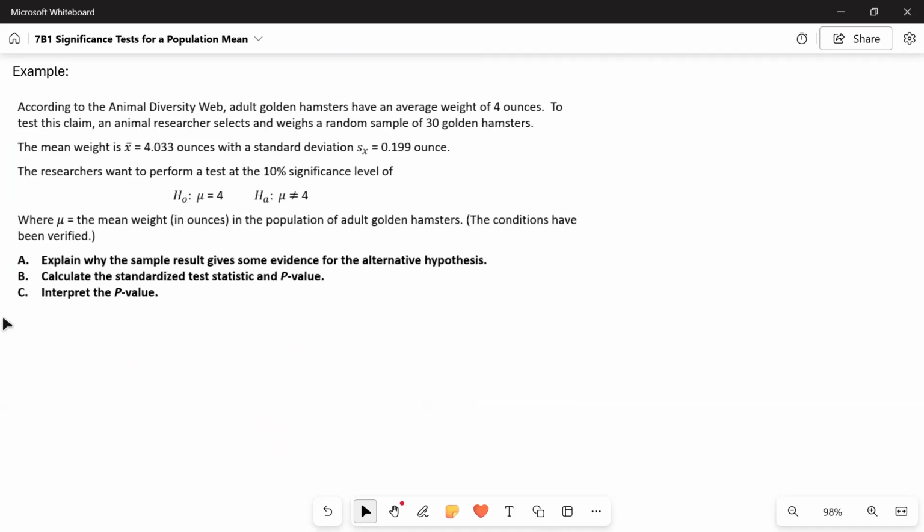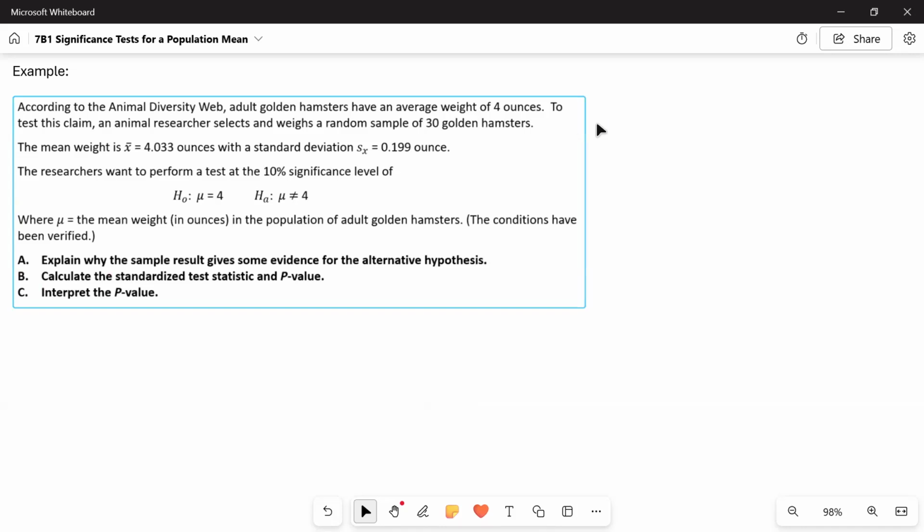According to the Animal Diversity Web, adult golden hamsters have an average weight of 4 ounces. We've already gone through an example with this setup. They have 30 golden hamsters. They want to test that claim. The mean weight of their sample is 4.033, standard deviation 0.199. They want to test the null where mu equals 4, alternative is not equal to, so it's a two-sided test here.